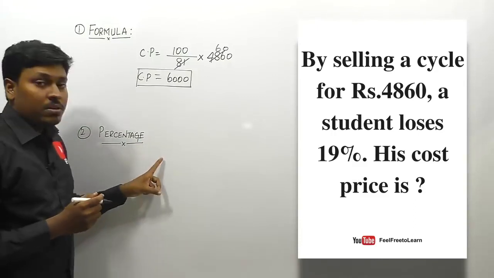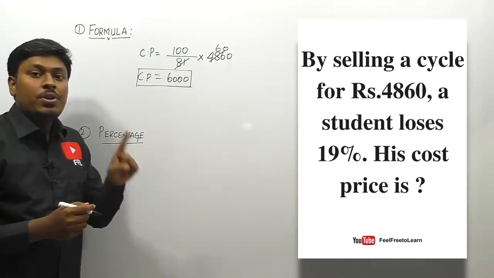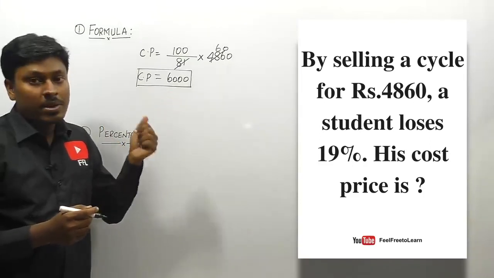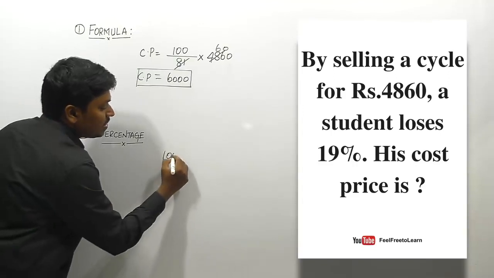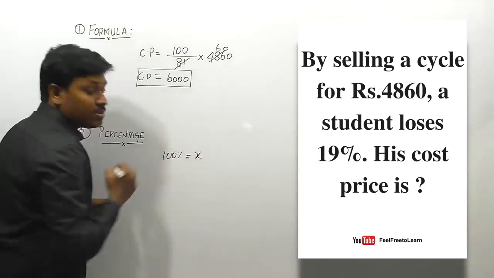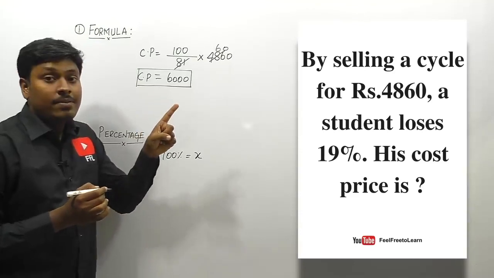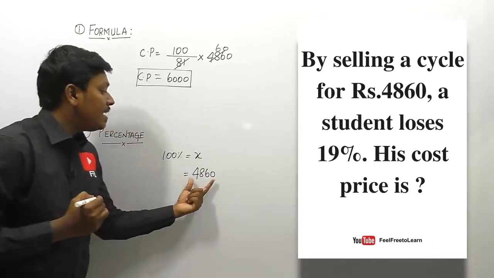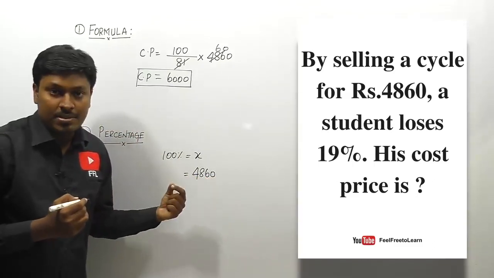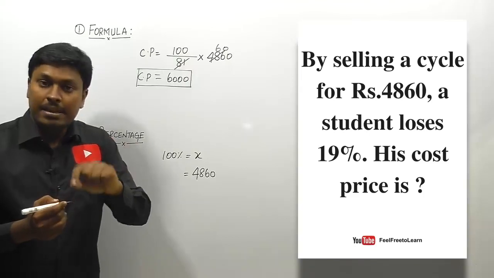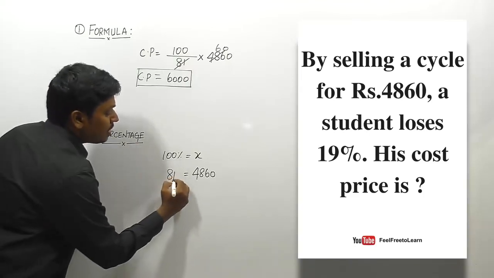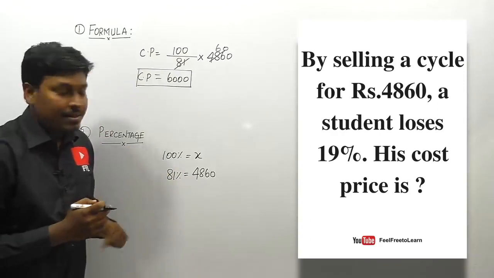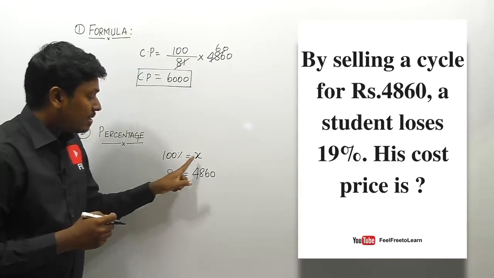Now let me move on to the percentage method. If you need to solve a question by the percentage method, first of all, you need to always take the cost price as 100%. Here our target is to find the cost price. So 100% will be the cost price, that we don't know, is equal to X. But he sold a cycle for 4,860, and after selling, he found that it was a 19% loss. So 100% cost price, 19% loss, the resultant will be 81%. So 81% will be its selling price, that is 4,860. And 100% will be the cost price, which is equal to X.